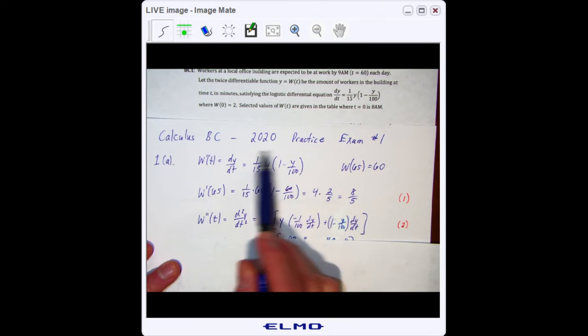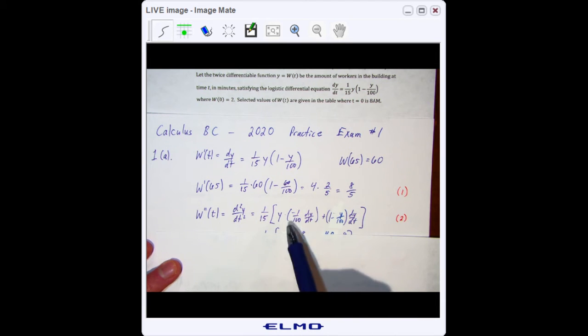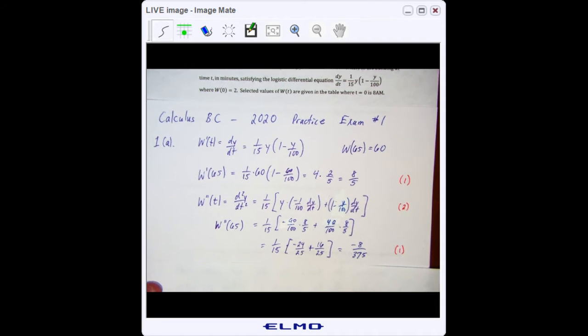So you have to do the derivative of this. I kept the 1/15th out front, and then I did the product rule. And remember, you're doing a derivative implicitly. So every time you take a derivative in terms of y, you multiply by dy dt. And you get your u dv plus v du, and then you plug in the values.